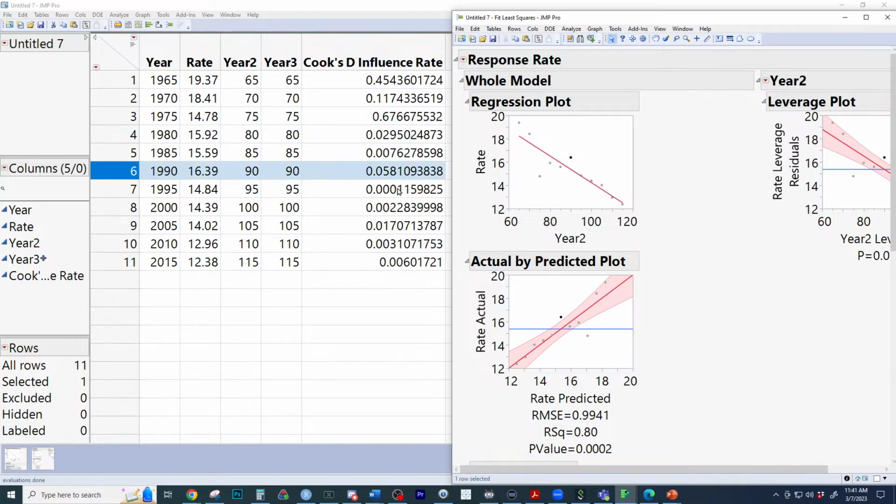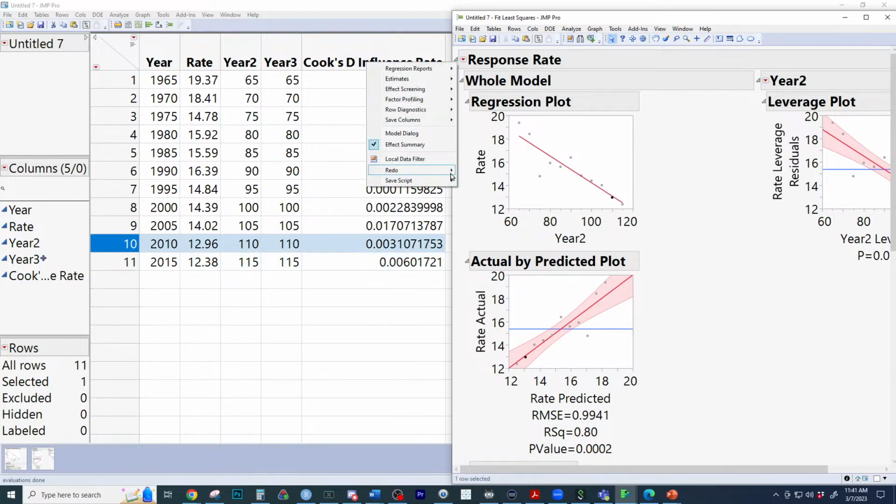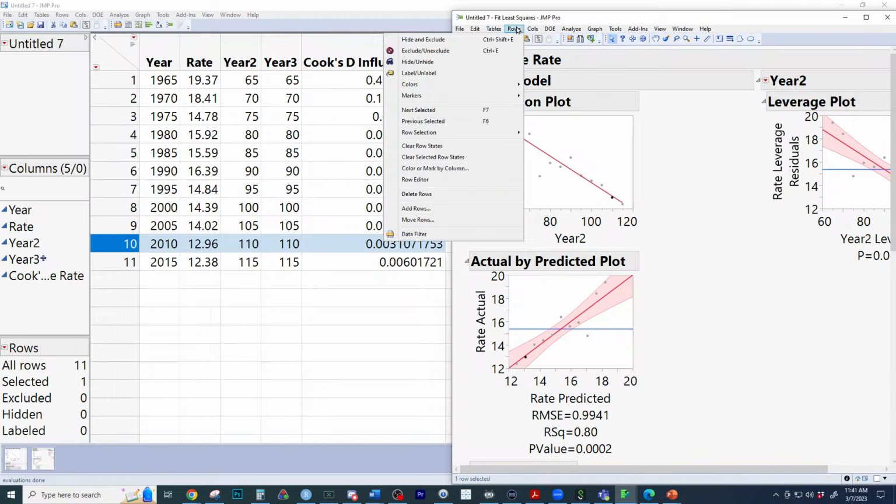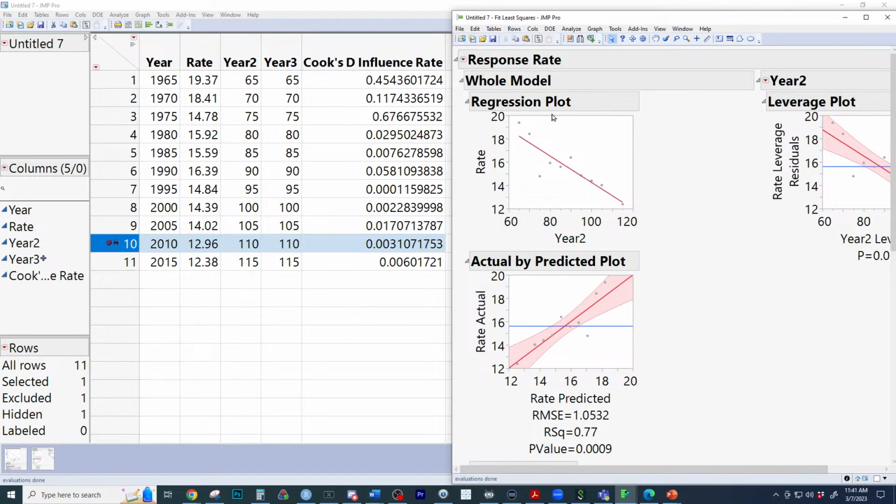Cook's D is a measure of influence to tell how much a point is influencing the model. Points with little to no influence, like these points over here, if the point was removed from the model, then the model would not change much. So to show you right here, auto recalc influence, if I remove this point right here, which has no influence, the model doesn't really change. You saw a tiny bit of a change right there.